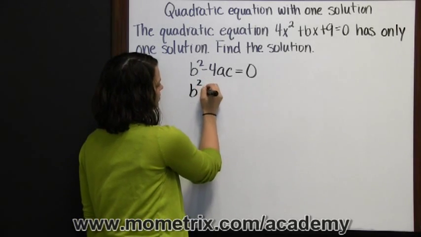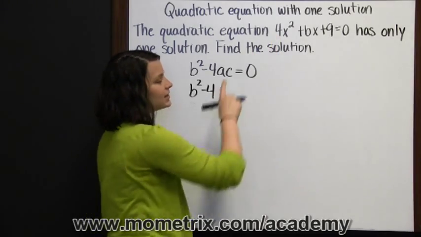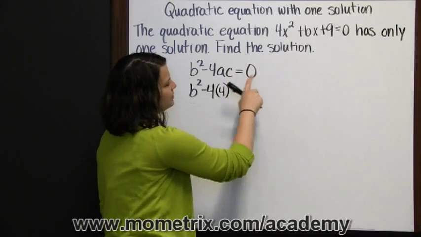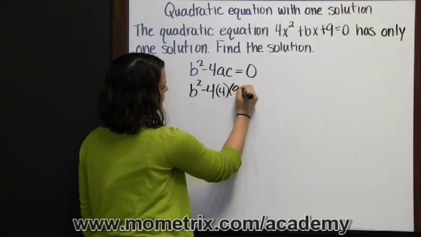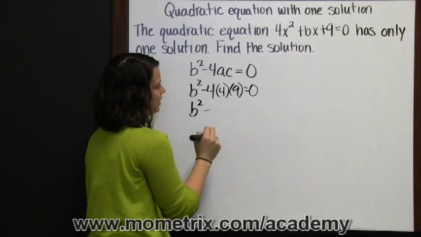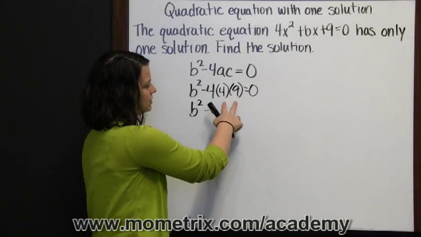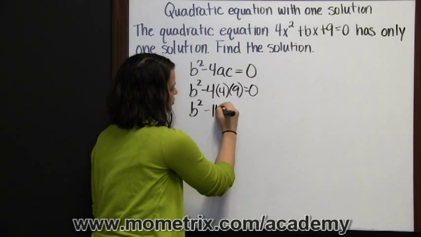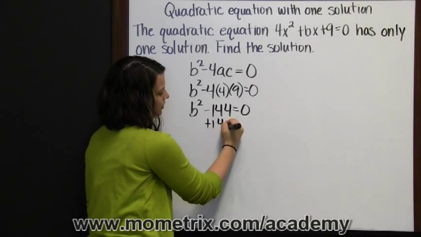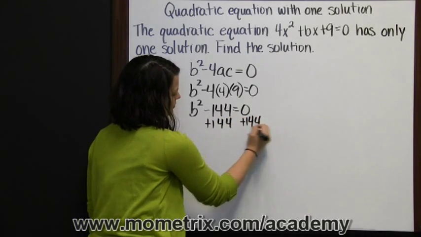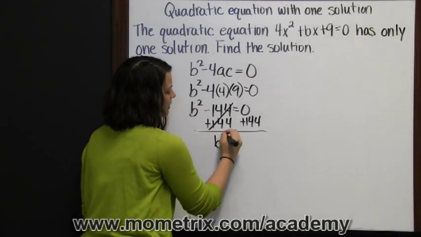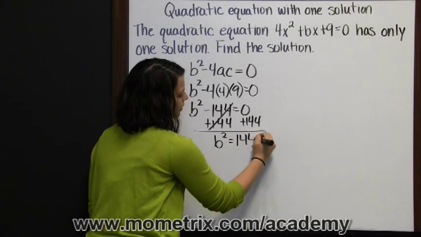So b squared minus 4 times a is the leading coefficient, so times 4, then times c, which is 9, equals 0. b squared minus 4 times 9 is 36, times 4 is 144, equals 0. Then we add 144 to both sides to get b alone. Those cancel because they're additive inverses. b squared is equal to 144.